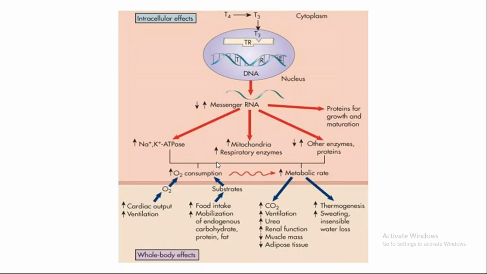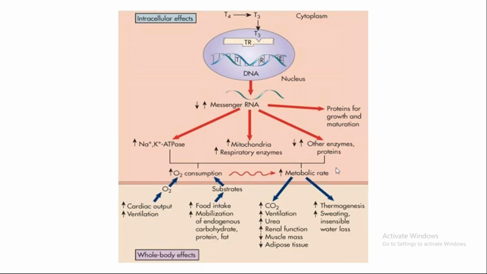So you can see over here in this slide, the oxygen consumption will lead to involvement of the cardiovascular system and respiratory system, because oxygen is required. So, transportation of oxygen plus ventilation. At the peripheral level, at the mitochondrial level, in all the tissues, this will lead to increased food intake, mobilization of endogenous carbohydrate, protein and fat, all the nutrients, and increased metabolic rate.